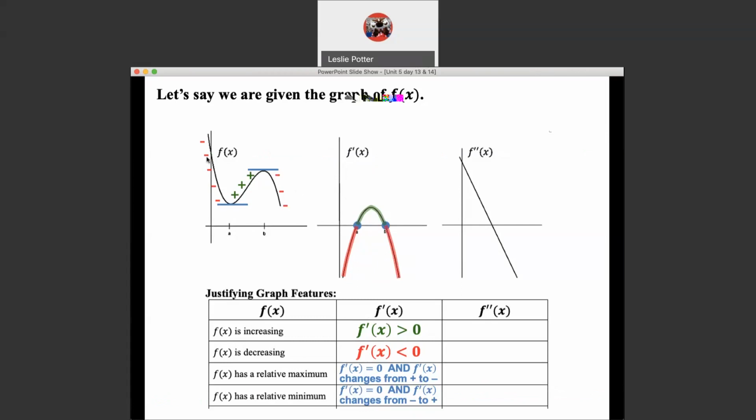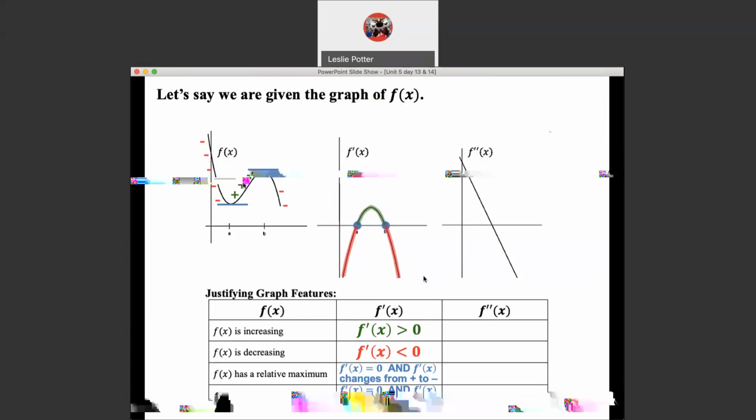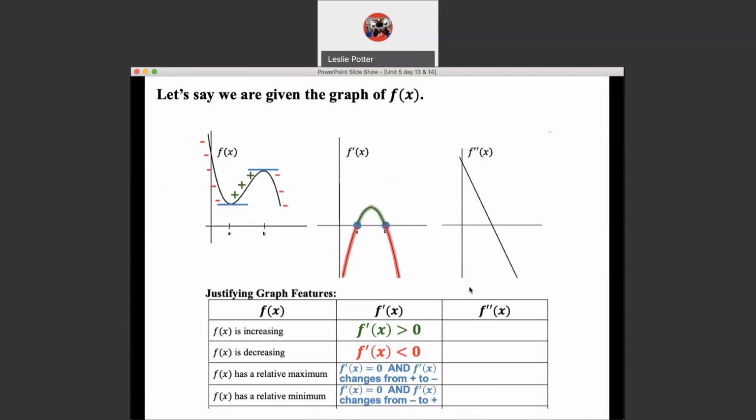If all we have is the function, we really can't tell anything about f double prime. We really don't fill in this until we start talking about having this information. And then we can talk about the function and the second derivative. So we really are not going to fill in that column of that table.